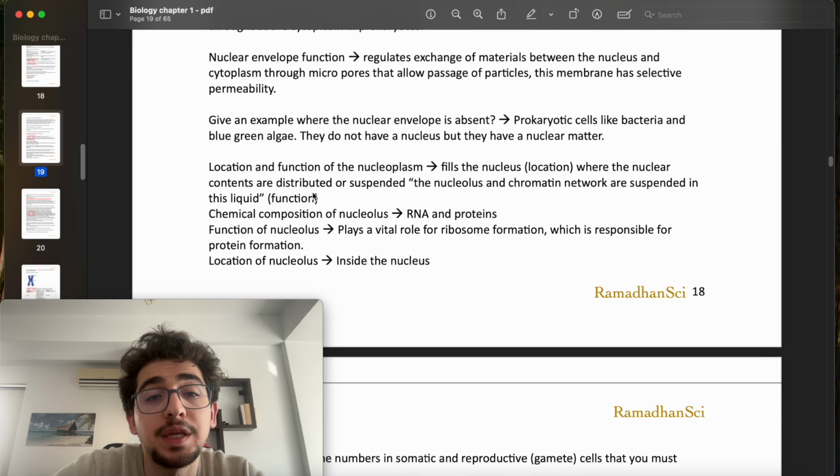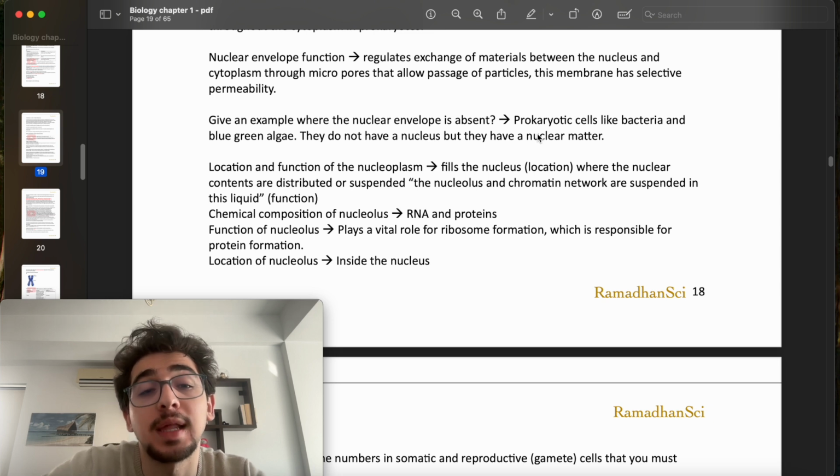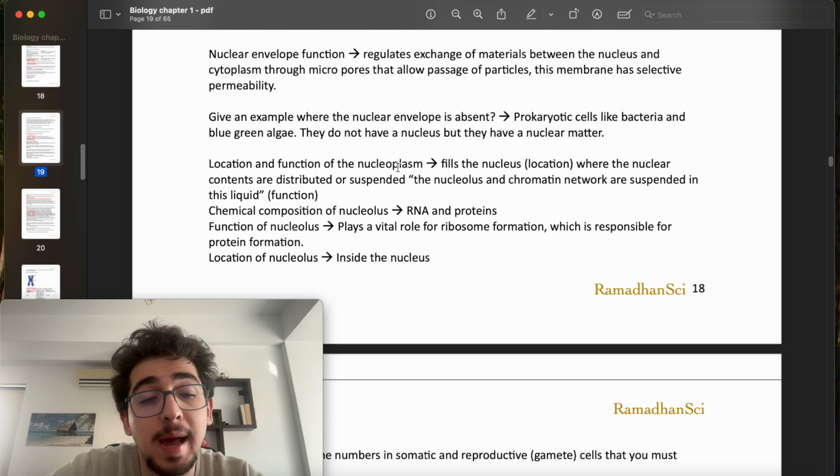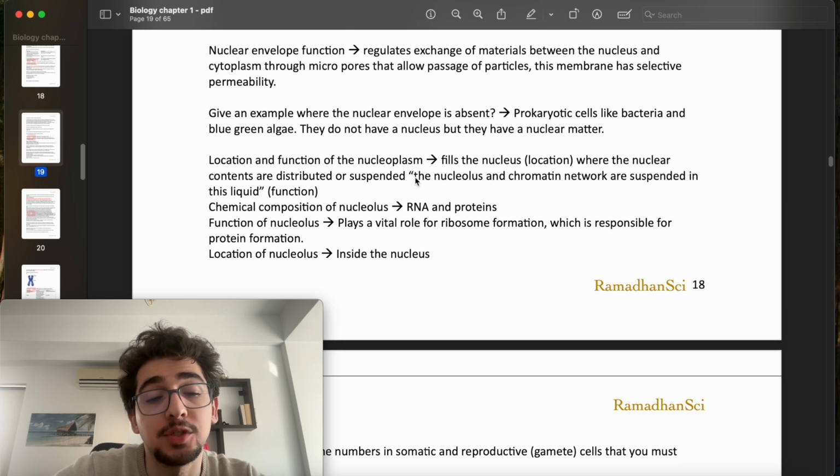If they tell you to give an example for each of the following, a cell without a nuclear envelope, we discussed this in the very beginning, and we said that prokaryotic cells, like bacteria and blue-green algae, do not have a nuclear envelope or a nuclear membrane. Instead, they just have a nuclear matter or a nuclear zone, or we call it the nucleoid, where the genetic material is just spread without a nucleus.